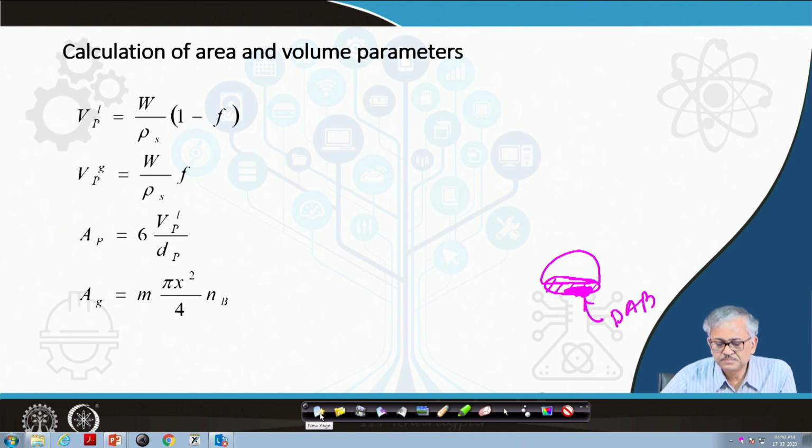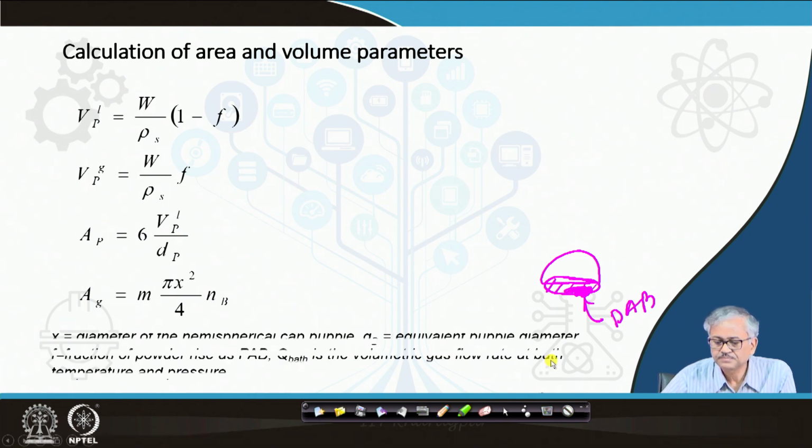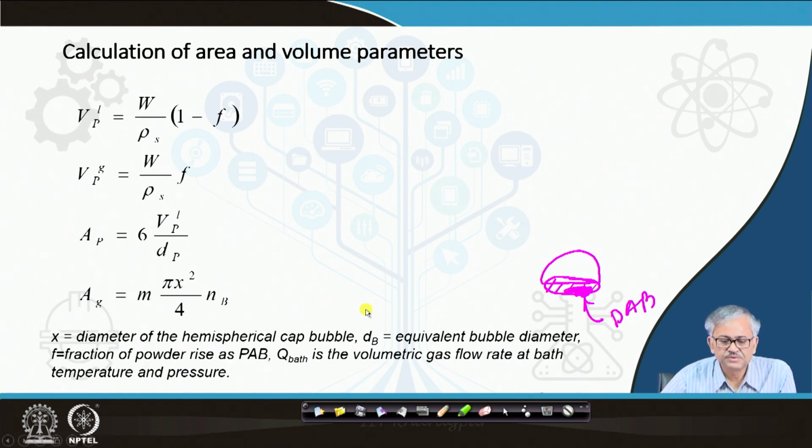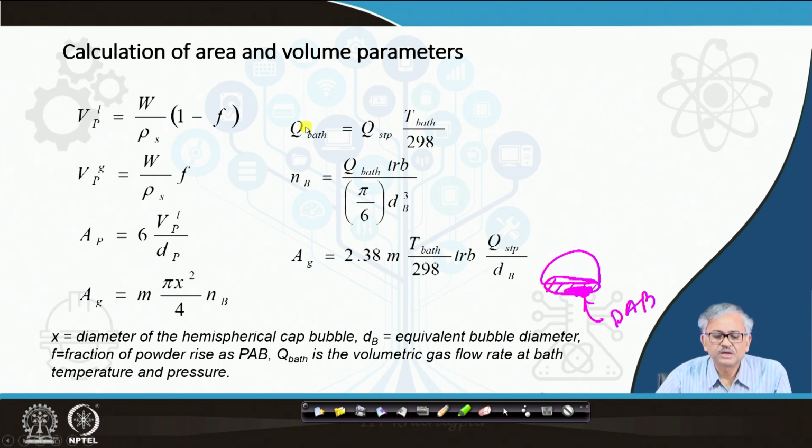And then x is the diameter, and you can get Q bath also, basically from the QSTP, that is the volumetric flow rate of the gas. We need to know the actual flow rate, or actual gas volume, when it enters the liquid, which you can simply get by T bath by 298. You can make the temperature correction, and then the number of bubbles you can get divided by the volume of the bubble.